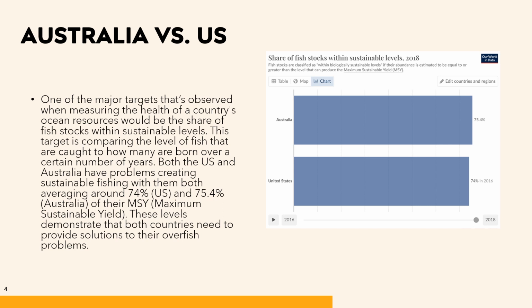of years. Both the US and Australia have had problems creating sustainable fishing, with both of them averaging around 74% on the US side and 75.4% on the Australian side of their MSY, maximum sustainable yield. These levels demonstrate that both countries need to provide solutions to their overfishing problems.